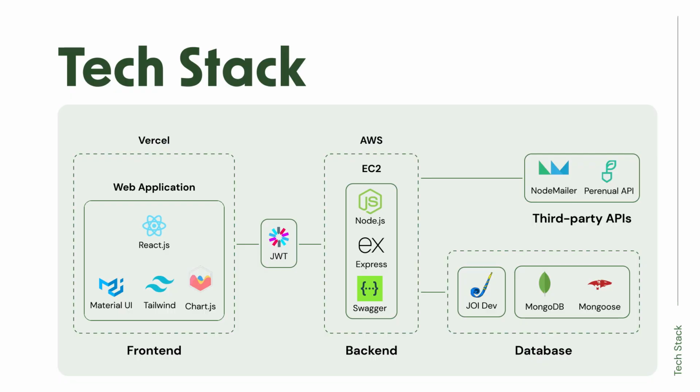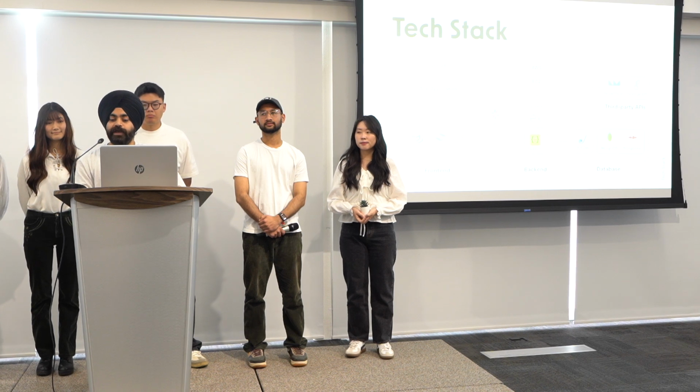So our front end, hosted on Vercel, is developed using React, utilizing Material UI and Chart.js for data visualization and Tailwind CSS for styling. Our backend, hosted on AWS EC2, runs on Node.js and Express, where APIs are managed through Swagger. We have used MongoDB with Mongoose for data handling, and every entry is validated through the Joi library.